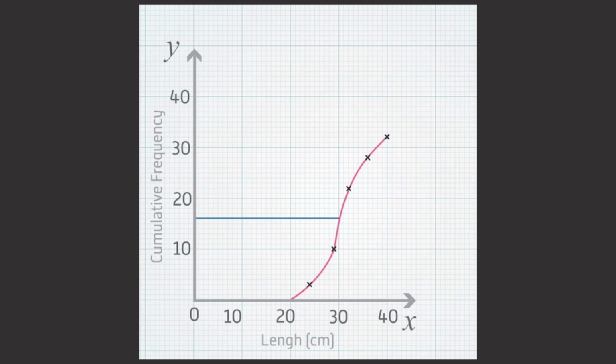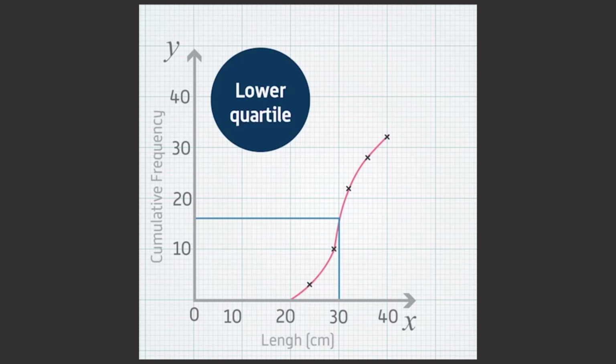Using this set of data, the 16th piece of data will be the median. Reading off the curve indicates that the median length is 30 centimetres. To estimate the lower quartile, find 1/4 of the total frequency, that's 8, and find the length value that corresponds with the 8 on the frequency axis. This gives a lower quartile value of 28 centimetres.